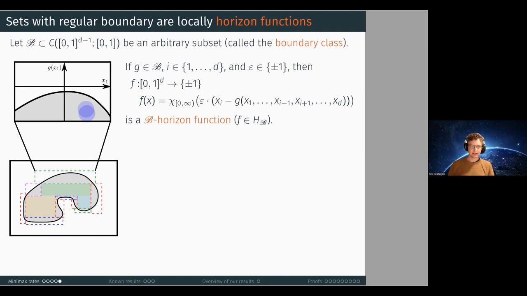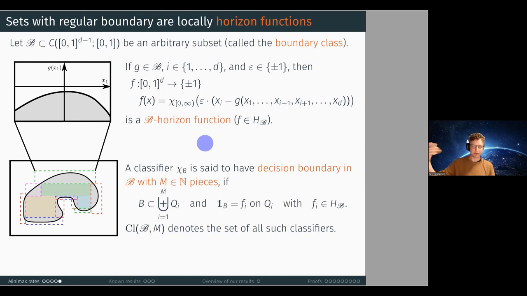Then I say a set has a B-regular boundary, or has decision boundary in this class B with M pieces, if you can cover the whole set, where the classifier is one and outside it's minus one, by M disjoint, or almost disjoint at the boundary, cubes, such that on each cube the indicator function of the set is actually a horizon function. And here I should also have written g_B and not 1_B. Sorry about that.